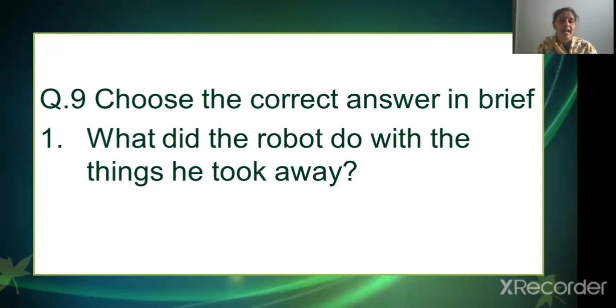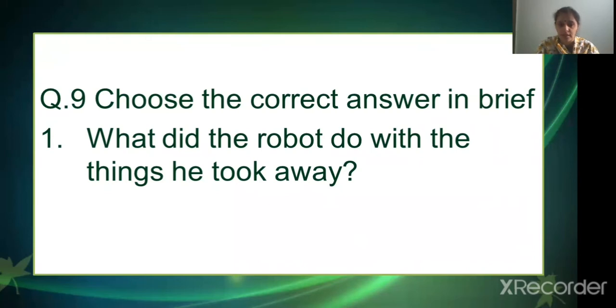Choose the correct answer in brief. Now read the question properly. Answer in brief means a little bigger answer. Options will be given to you. You just have to select the correct suitable answer. Okay. What did the robot do with the things he took away?